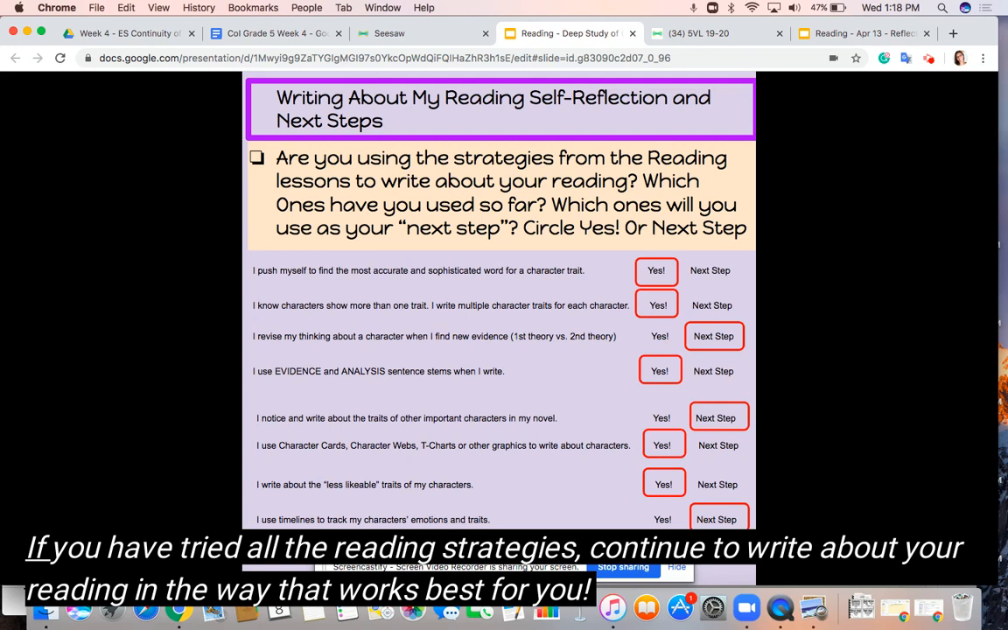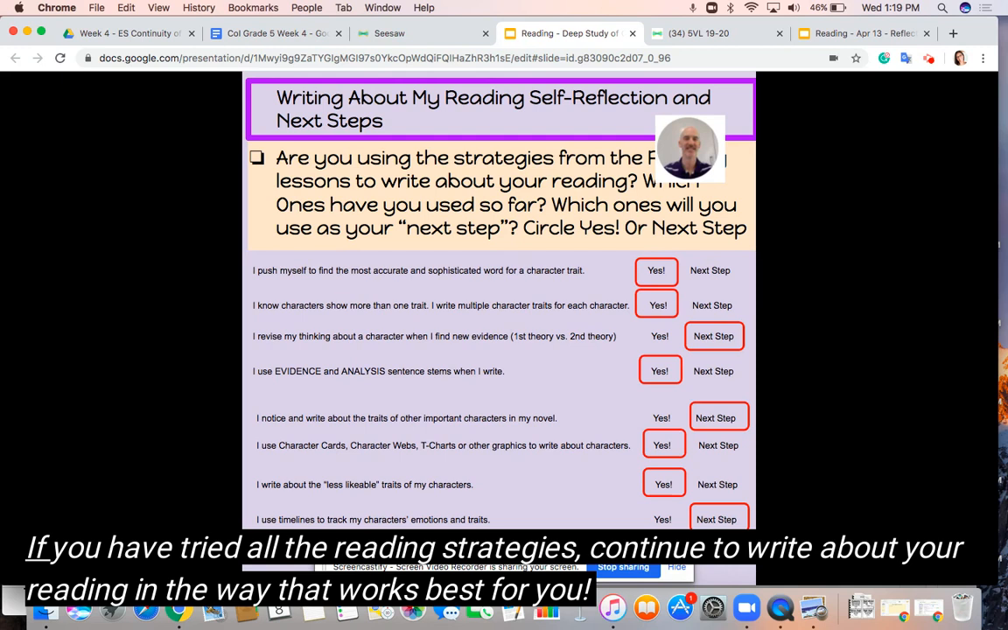Let's say that this is Mr. Elliott's reflection sheet. He has tried out so many new reading and writing strategies. Good job, Mr. Elliott. But what strategies should Mr. Elliott try today in his writing about his reading? What are his next steps? Well, his next steps are these 3. Mr. Elliott should choose 1 or 2 of these strategies to focus on today as he writes about his reading.